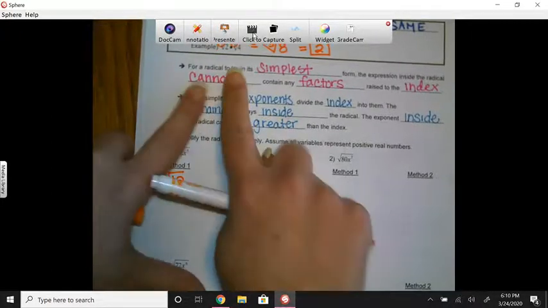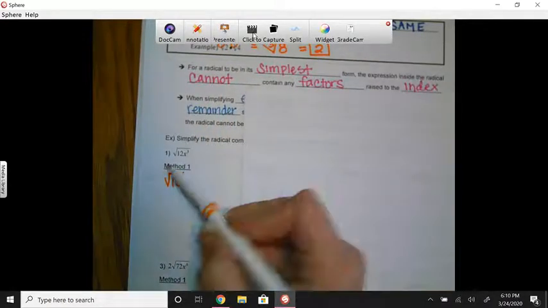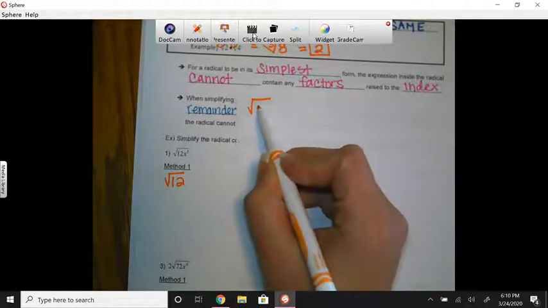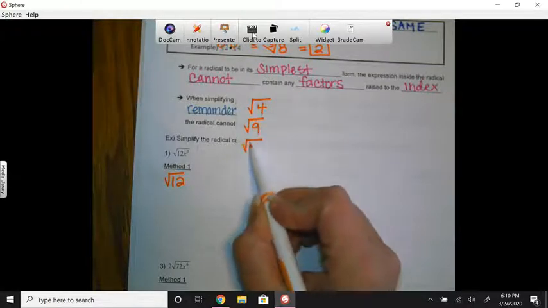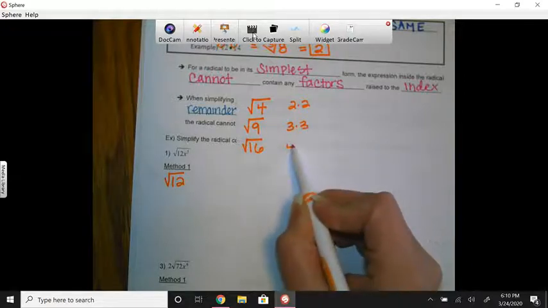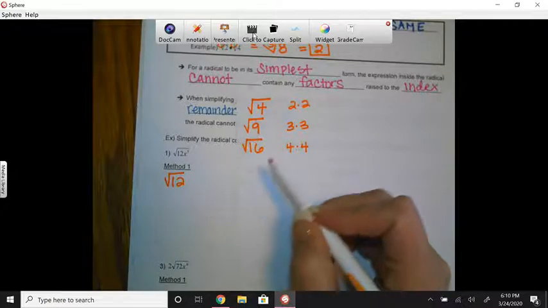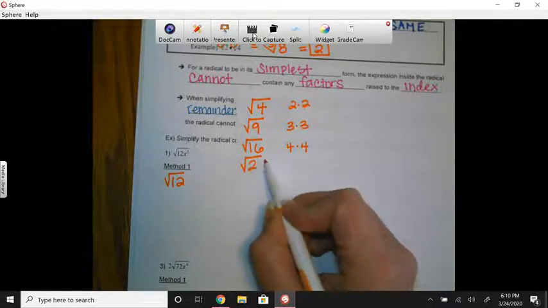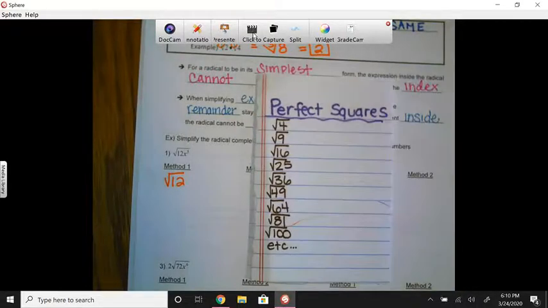So what this is saying is we have to look and see, since this is a square root, we would make a list of all the perfect squares. So 2 times 2 is 4. 3 times 3 is 9, 4 times 4 is 16, right? So that's how I'm making this list. I don't need to memorize it. I would just write it down on a separate sheet of paper, and then I would have it when I'm working with simplifying radicals. 5 times 5 is 25, and so on. So I have created a list already. These are all the perfect squares.